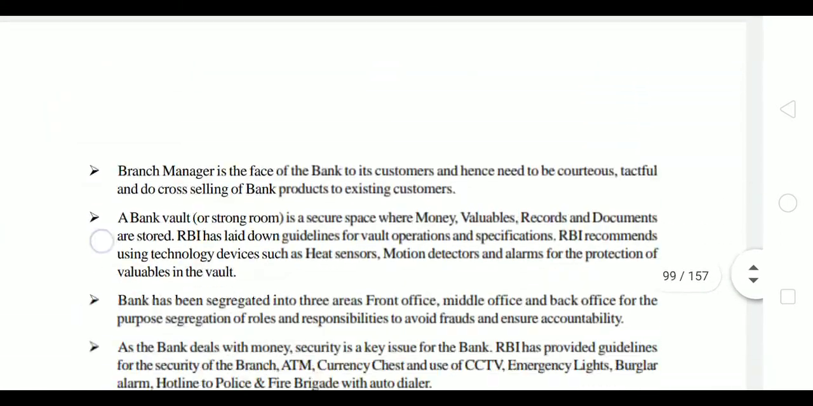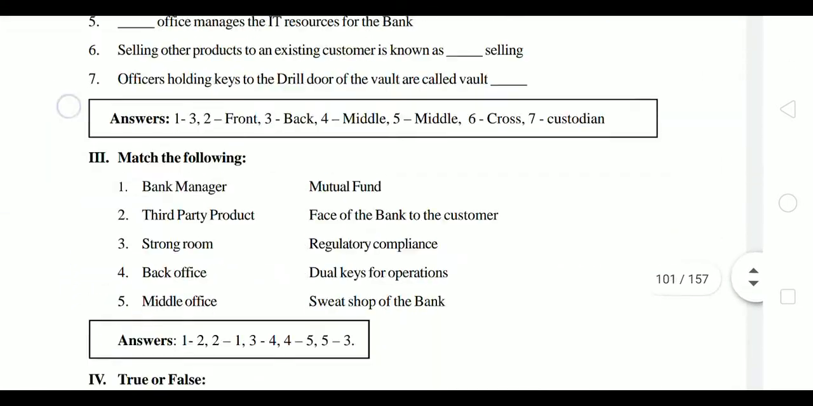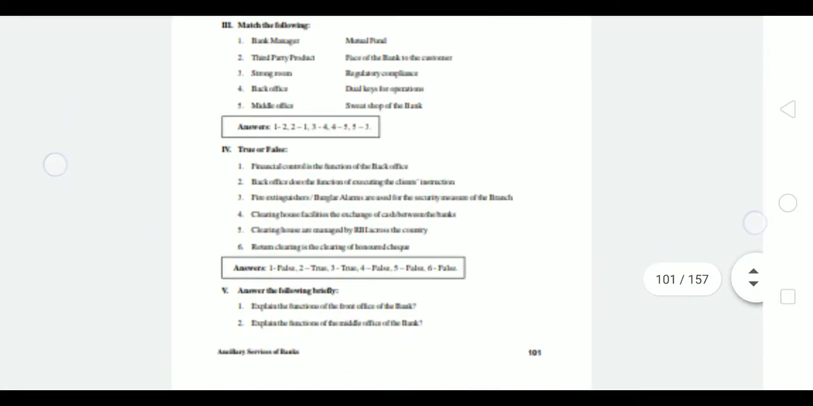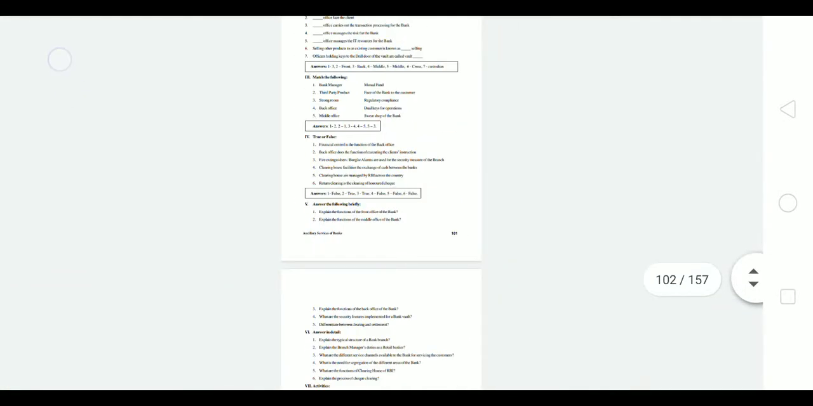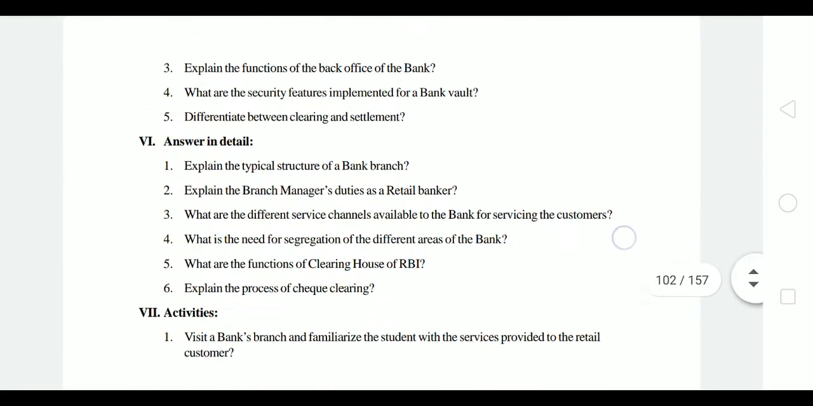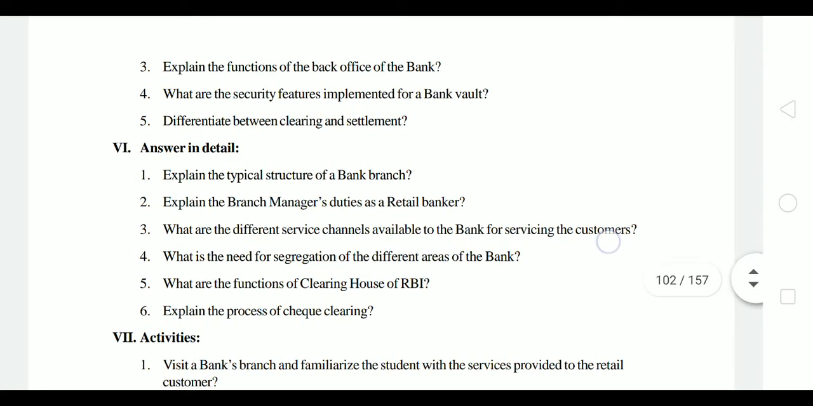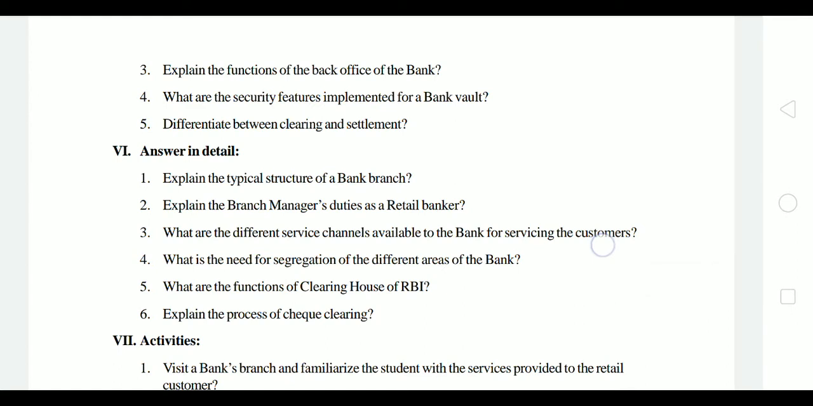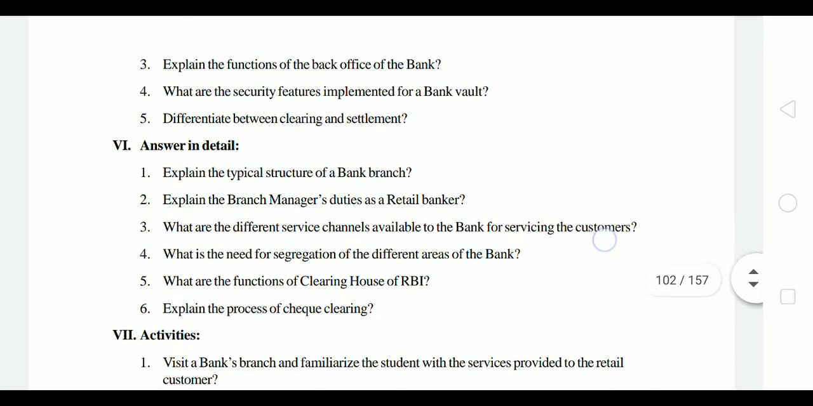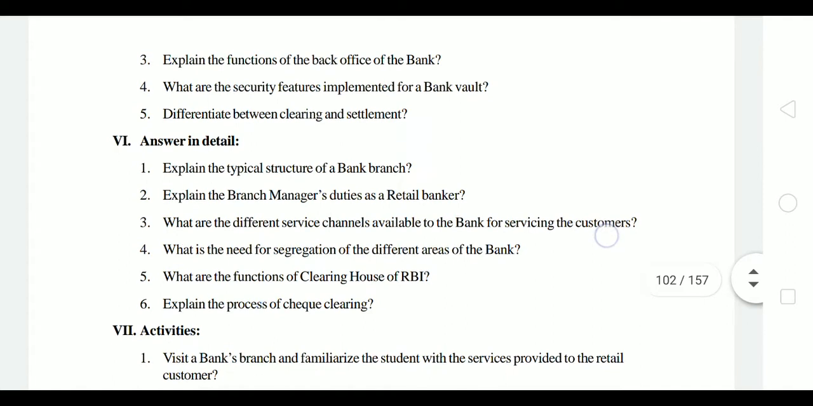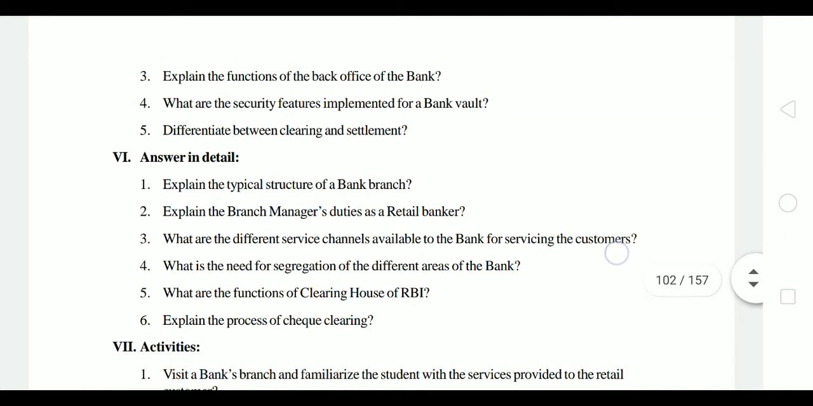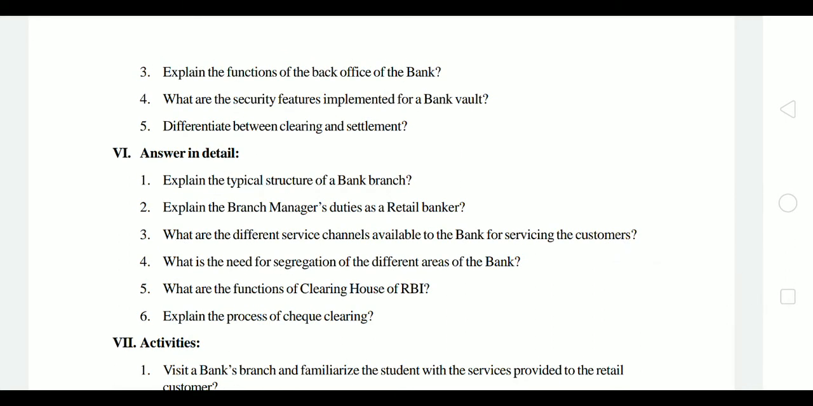Next question is the difference between clearing and settlement. This is not given in your book, so I'll just tell you the meaning of clearing and settlement. First of all, clearing means doing the paperwork or diligence necessary to accurately complete a payment transaction. Settlement is the actual movement of funds, right?